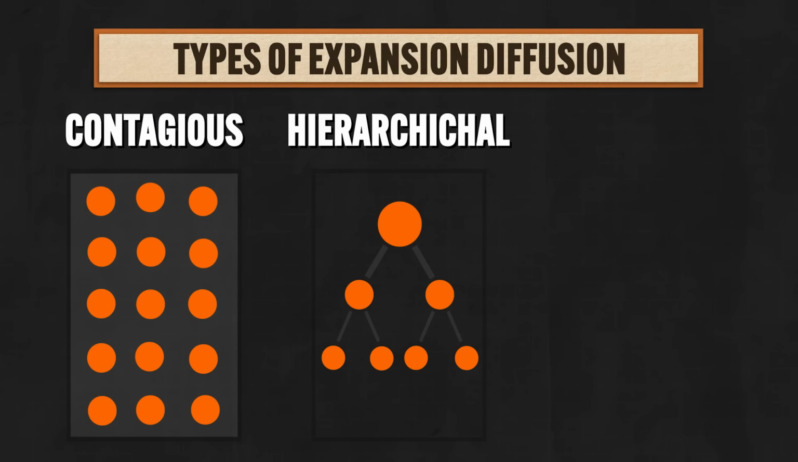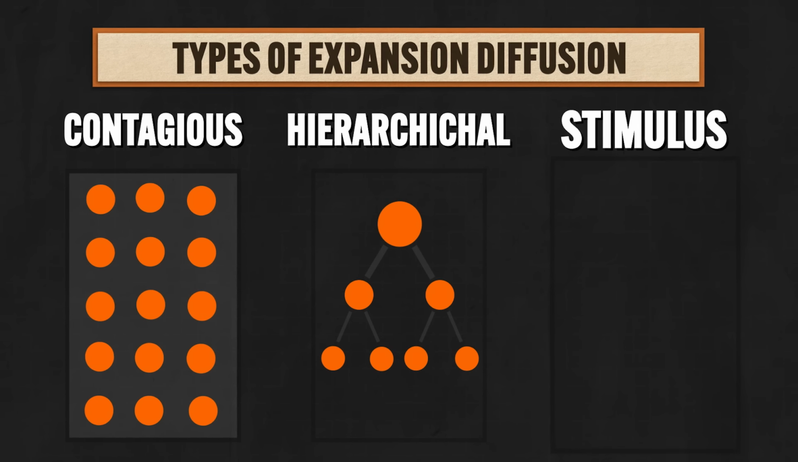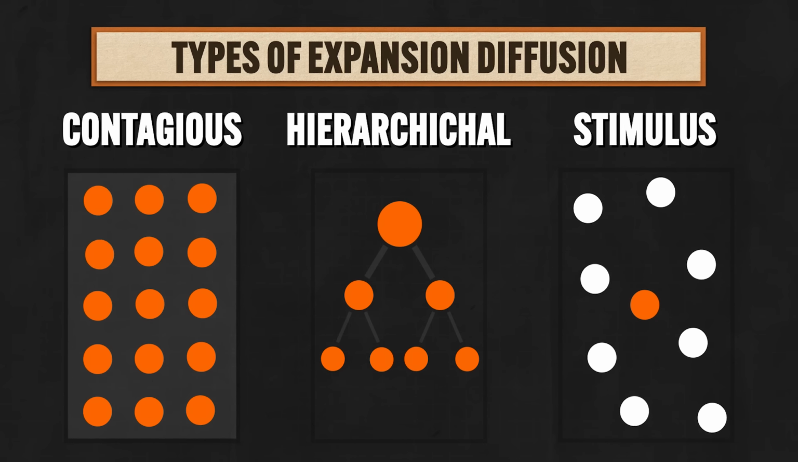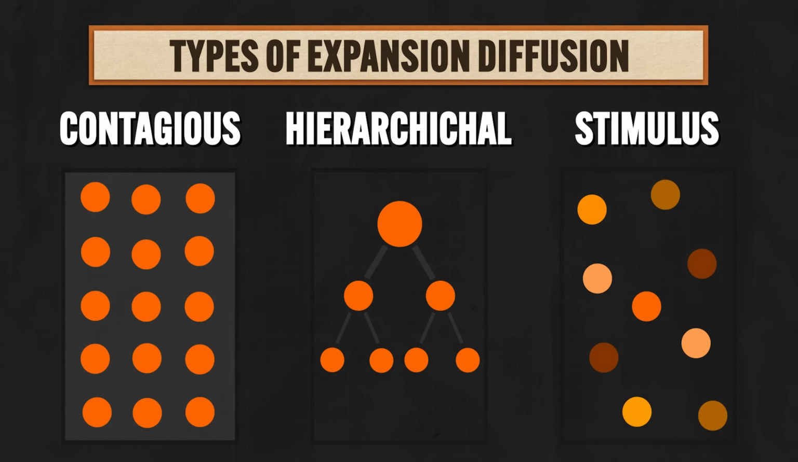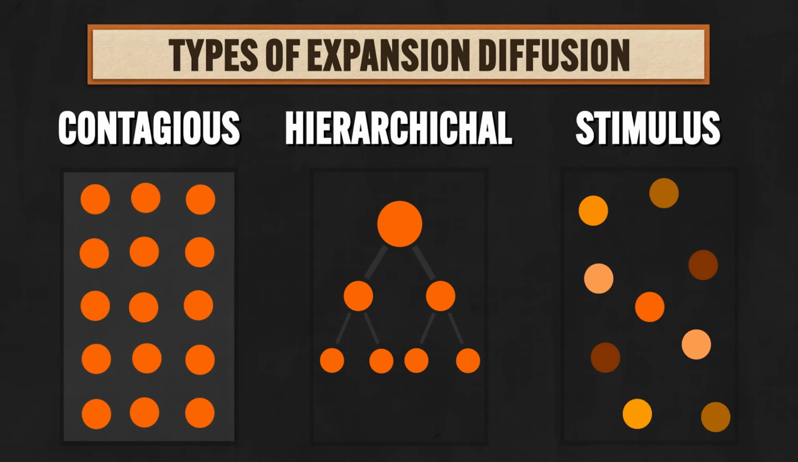And then the third type of expansion diffusion is known as stimulus diffusion. This describes what happens when an original cultural trait does not itself spread, but inspires or stimulates the creation or innovation of a new but related cultural trait.